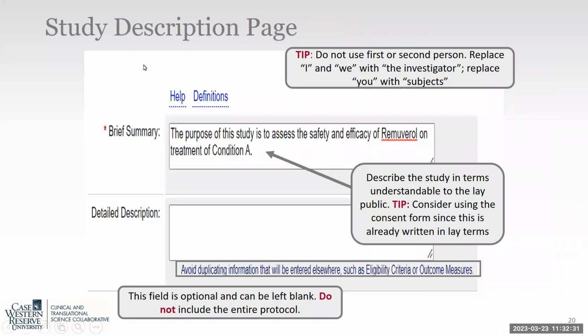So the next thing we're going to do is enter the study description. This is where you enter a brief summary about what your study is about. ClinicalTrials.gov does not like the use of pronouns, so please do not use I or we. You can use the investigator or subjects. Also, just make sure that you describe the study in lay terms. So we don't want to include our entire protocol here. We just want to tell people what the study is about. I always suggest that people use the consent form because it's already written in lay terms.